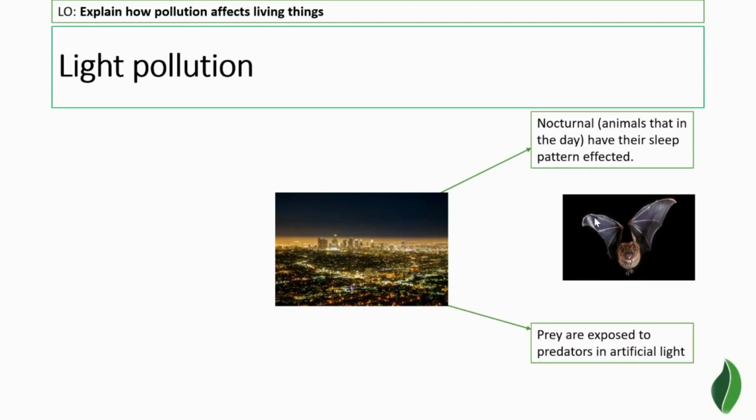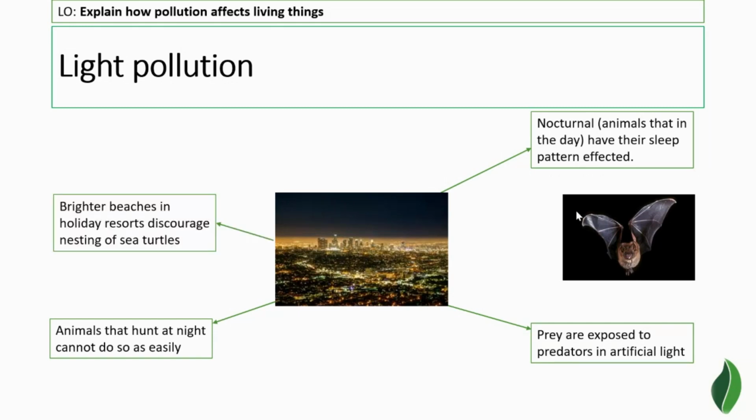So prey are exposed to predators in artificial light. It's much harder for prey to get around and find food because they're more likely to be killed by predators. Animals that hunt at night cannot do so as easily. So the bat, who would normally hunt at night, there's going to be less prey out because they are going to find themselves exposed, which is going to be harder then for the predators to find them as well, which will disrupt the food chain.